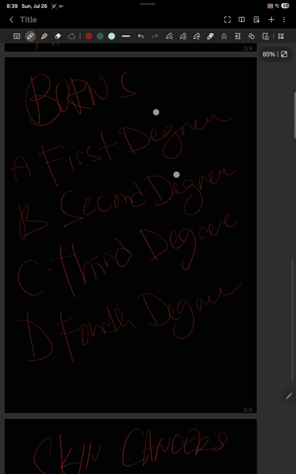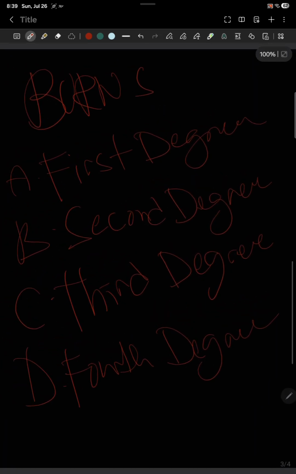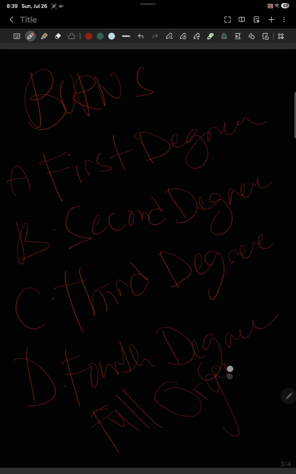So we have here our 4th degree burns. These are full thickness burns, which are very severe. They extend into our deeper tissue, reaching our organs, our bones, our muscle or tendons. And it can be fatal. That's a 4th degree burn.